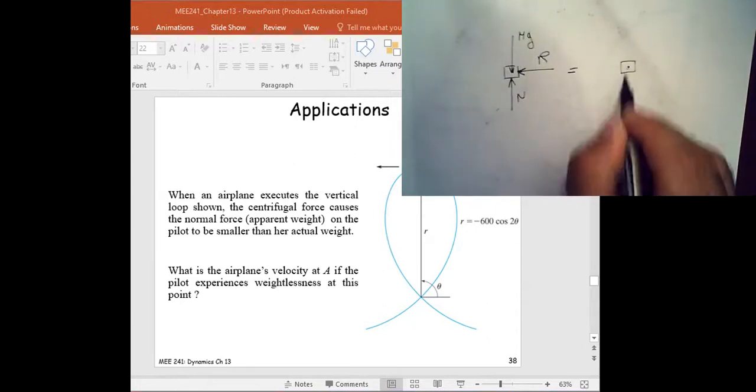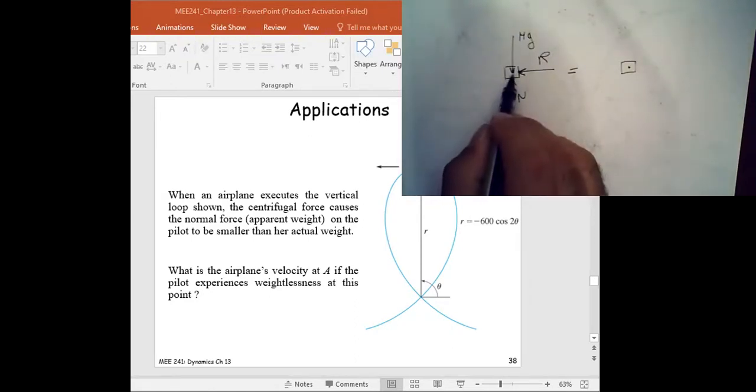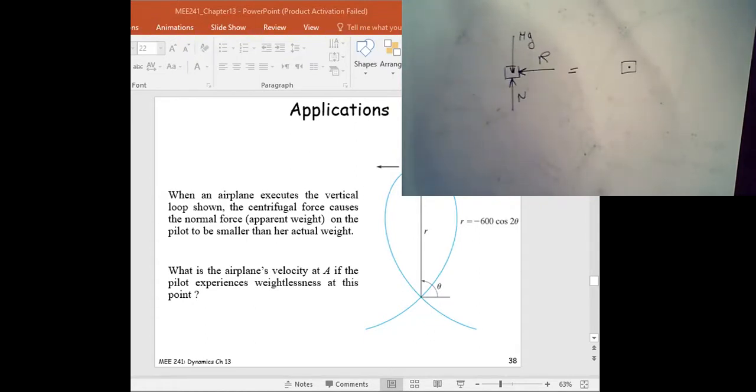And how about on here? We said he's sitting upside down. Well, the weight doesn't change. R and N are unknown. This is a force by the seat, so either the seat is pushing him forward, or it could be the seat belt decelerating him backward.